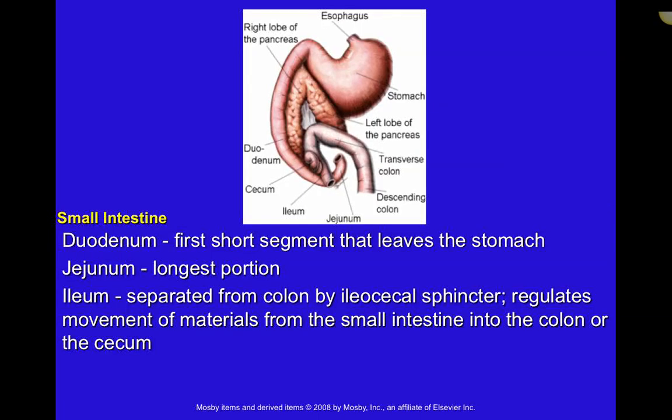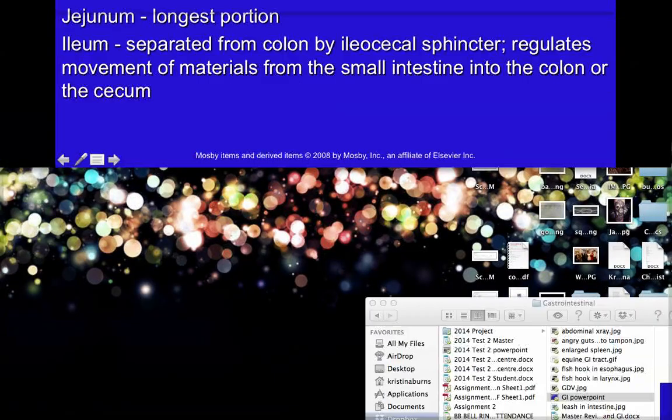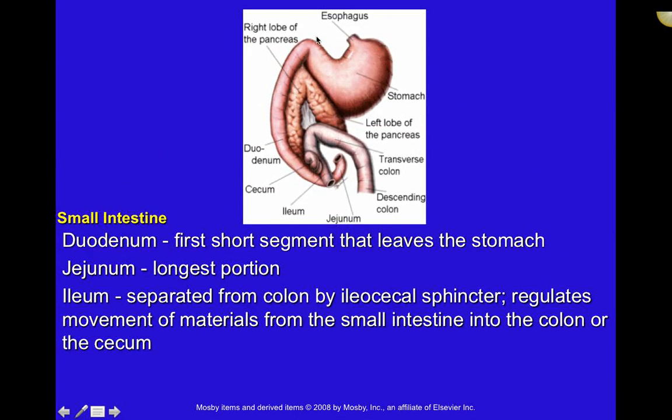Okay, moving on from the stomach, we have the small intestine, which includes the duodenum. It's the first short segment that leaves the stomach. Duodenum is a really important segment of the small intestine. So it comes right off the stomach. And between the duodenum and the stomach is what's called the pyloric sphincter. Okay, so there's a pyloric sphincter down at the cranial aspect of the stomach. And you can see this interesting organ that sits within the folds of the duodenum.